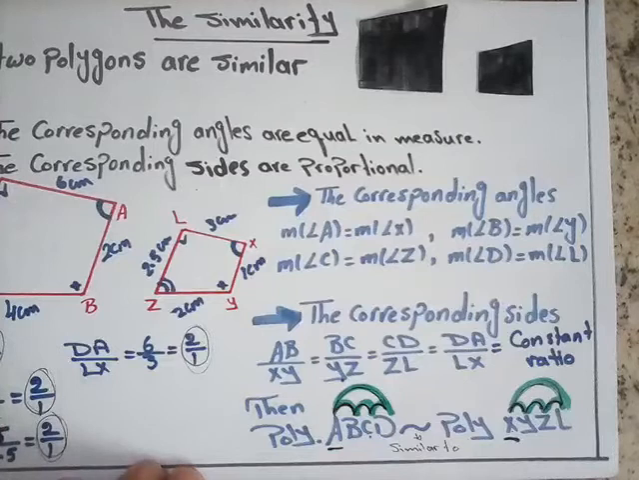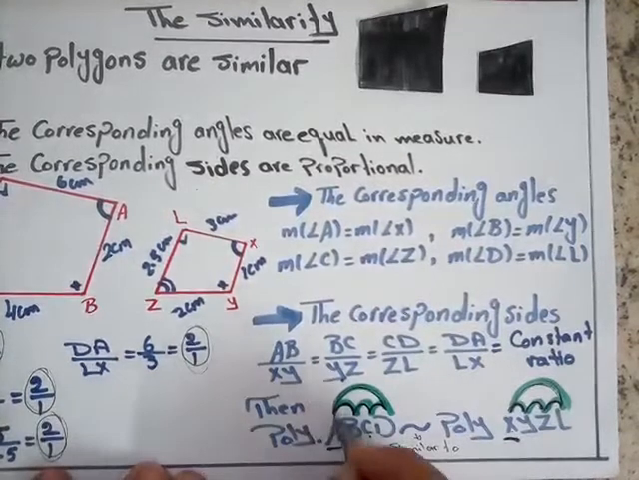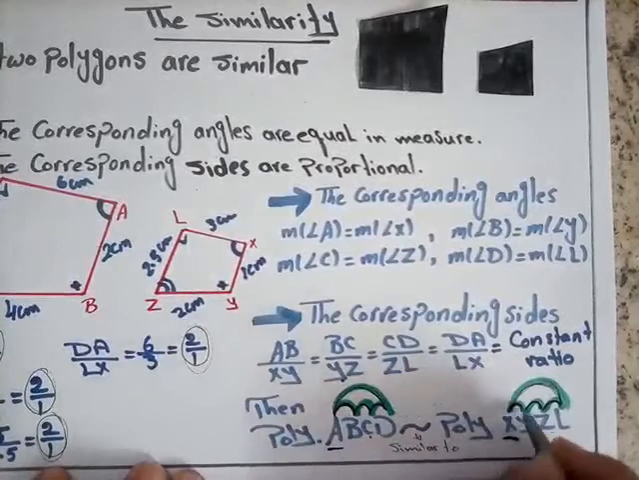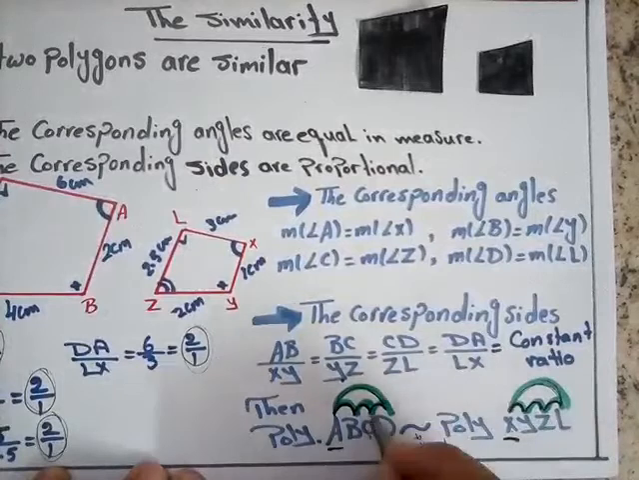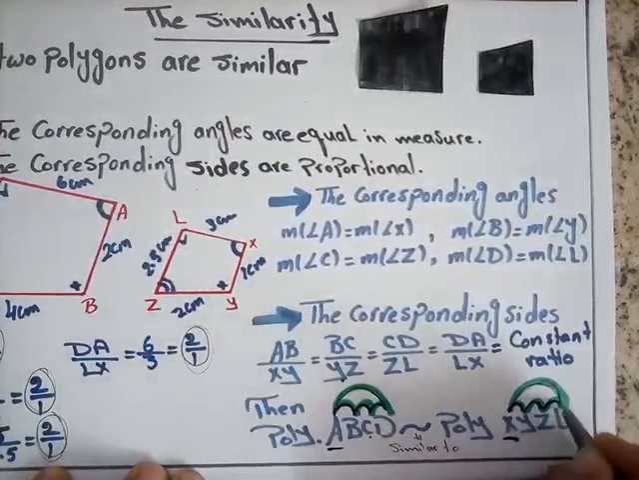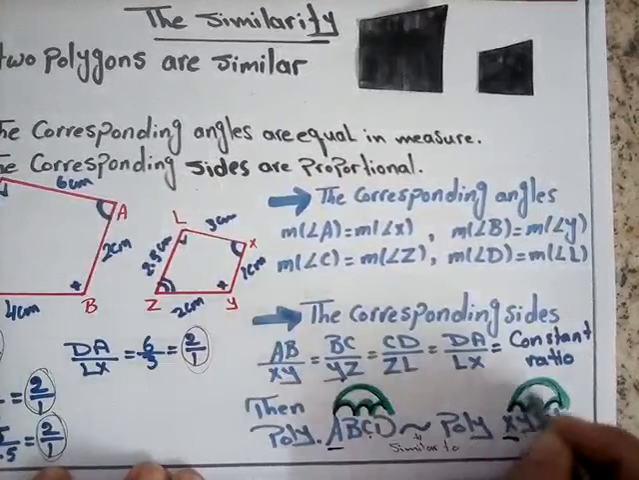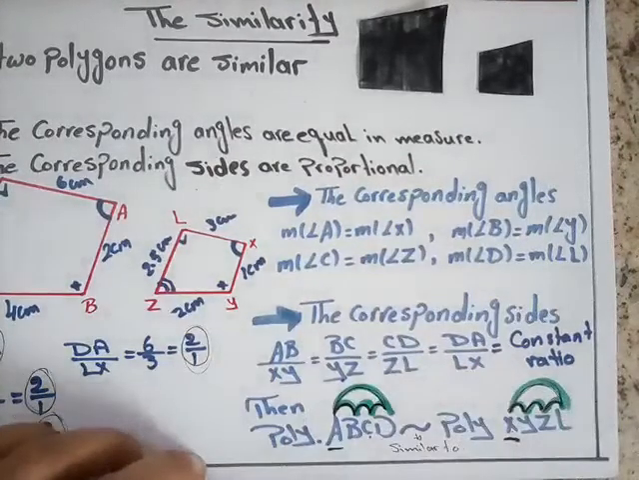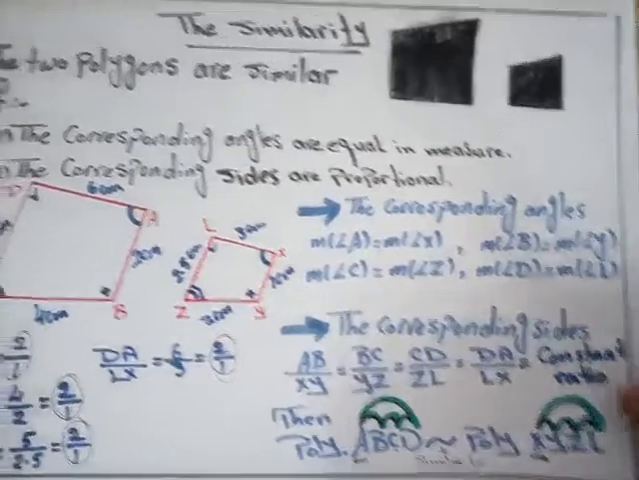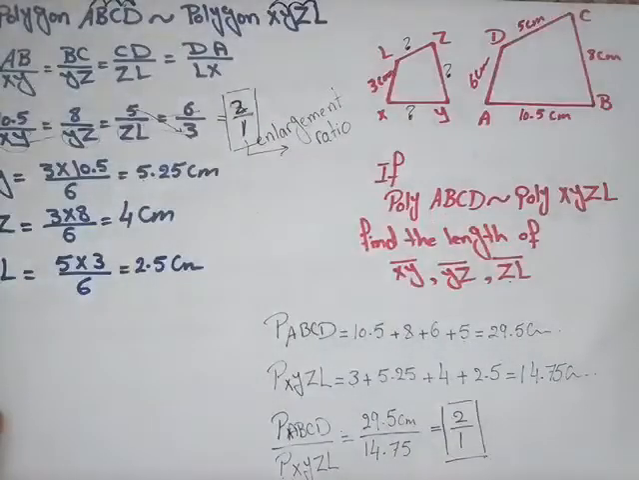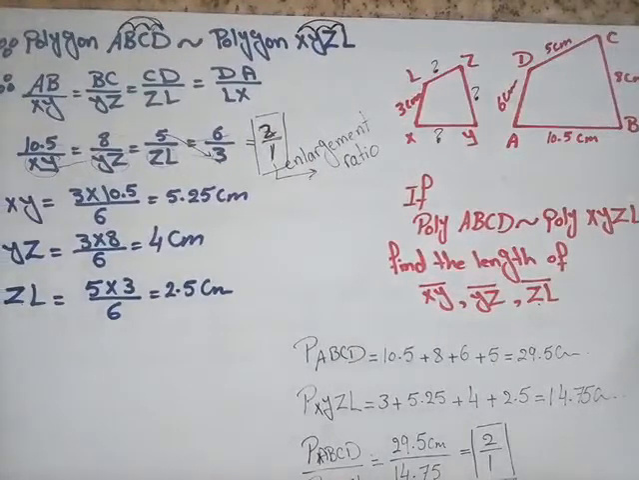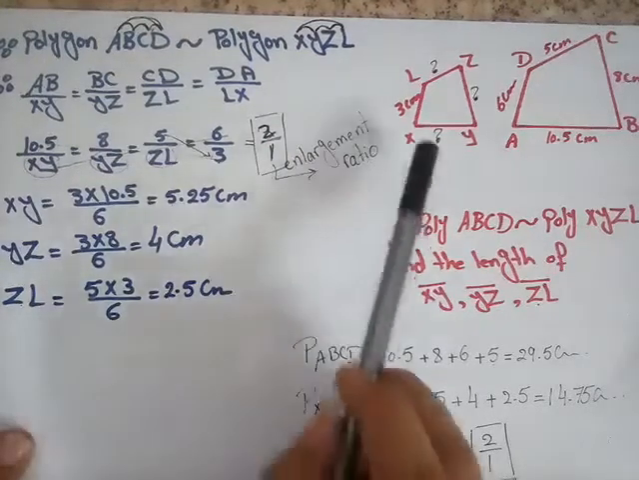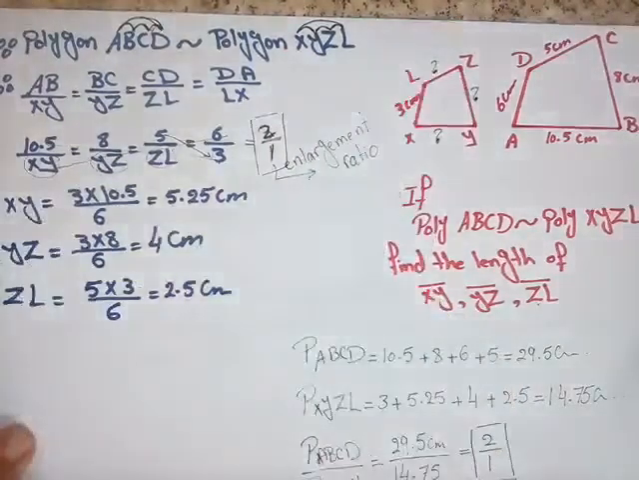Also, we can write the corresponding sides: AB over XY, BC over YZ, CD over ZL, and AD over XL. Then the two polygons are similar. Let's take an example. If we have two polygons ABCD and XYZL, and the two polygons are similar, find the lengths of XY, YZ and ZL.